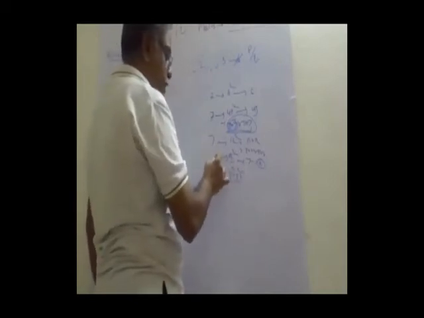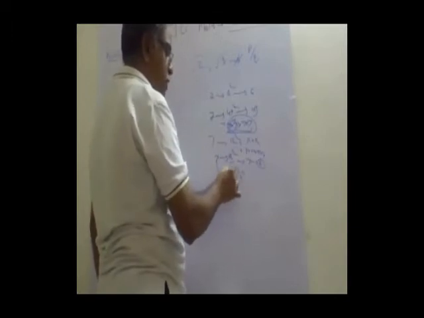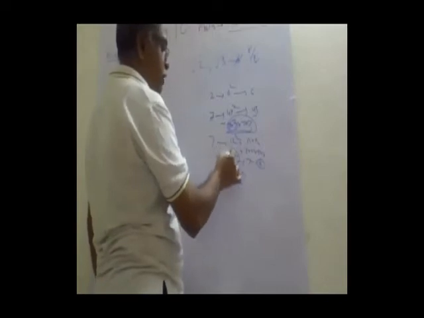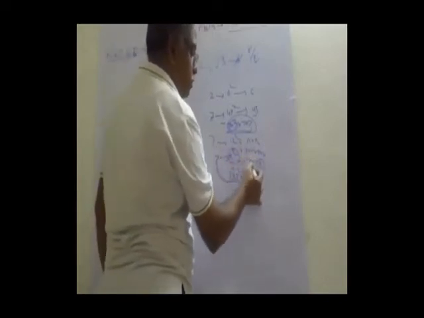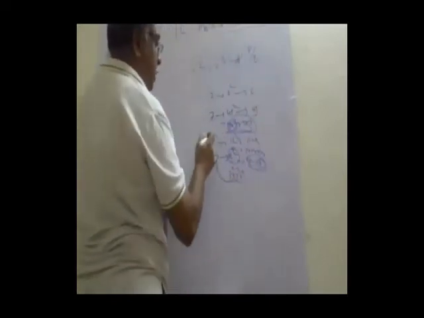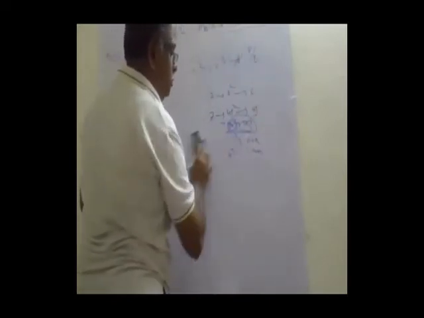If this prime number is not there in one of the factors, then it will not be in the factors of a square also. But if it is a factor of a square, then it has to be a factor of a also, because this is prime. I am talking of prime. It is not applicable with the non-prime.